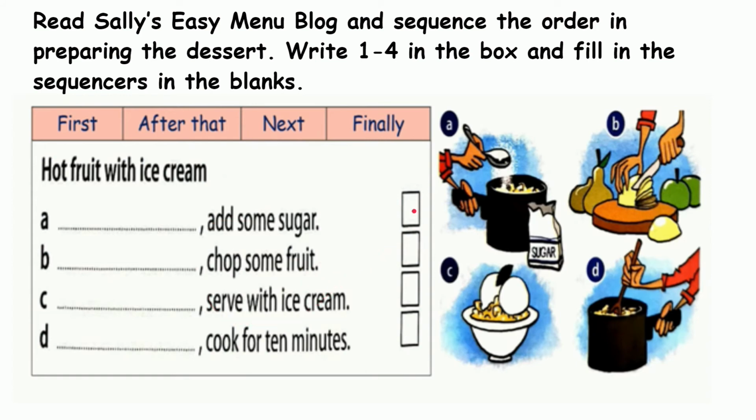So you have to write down the numbers. Which one is the first one? Which one is first, second, third, or fourth? After you have read the numbers, write down the sequences, following with first, after that, next, and finally. Following the numbers 1, 2, 3, 4. You will have to do this in the live worksheet link I'll provide in the description box below.